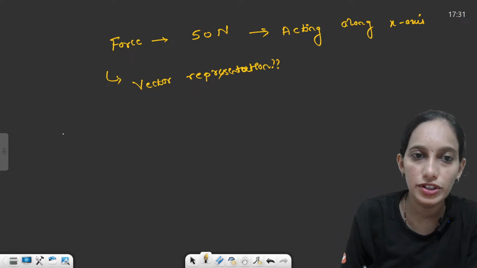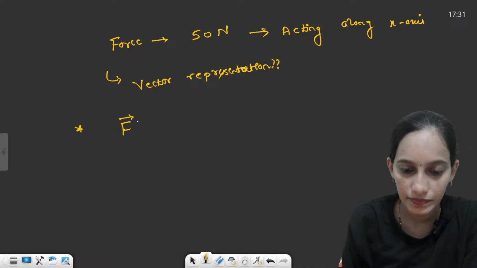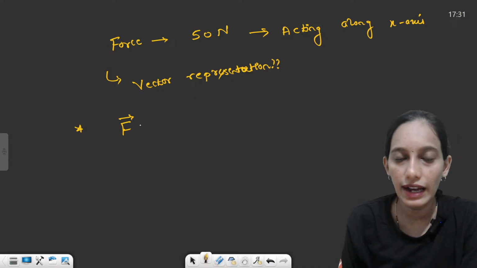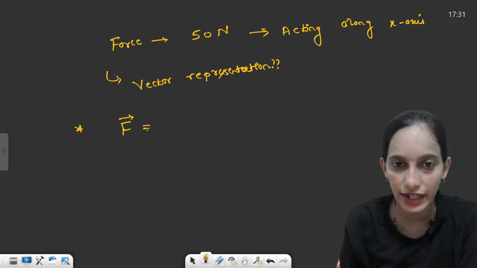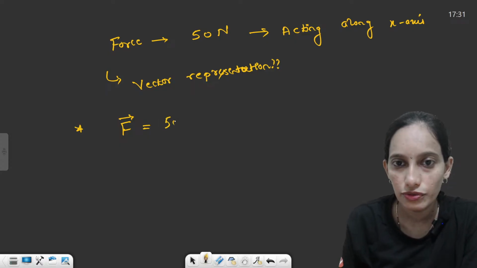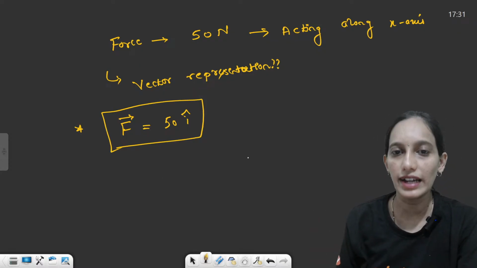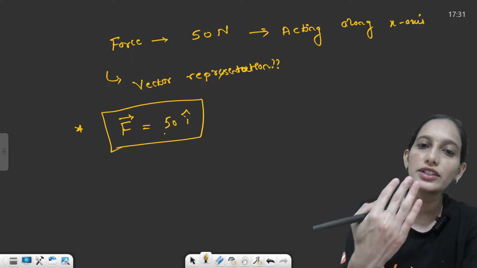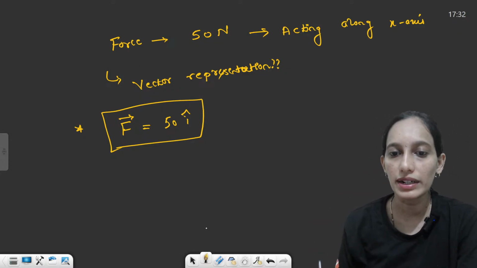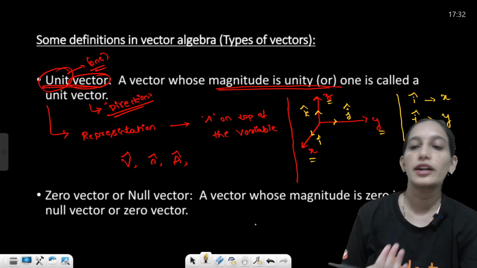Yeah, so let me just tell you, hope you have tried writing down this vector. Yes, very good. Somebody has responded 50 i cap. So the F vector will be equal to 50 i cap, correct. Similarly, if I had some other vector along the y axis, how do I write? Its magnitude into the corresponding unit vector notation, okay. So that's how we have to represent a vector.